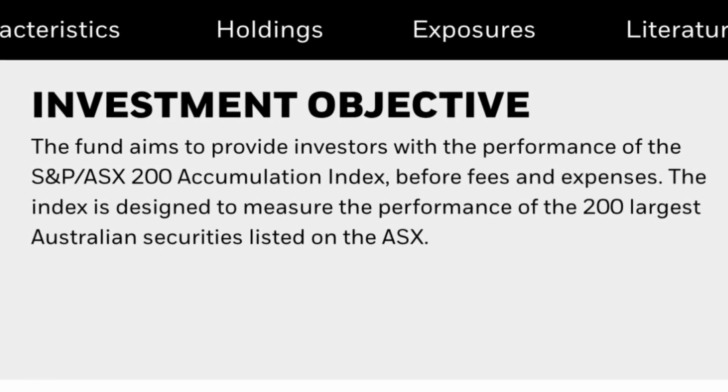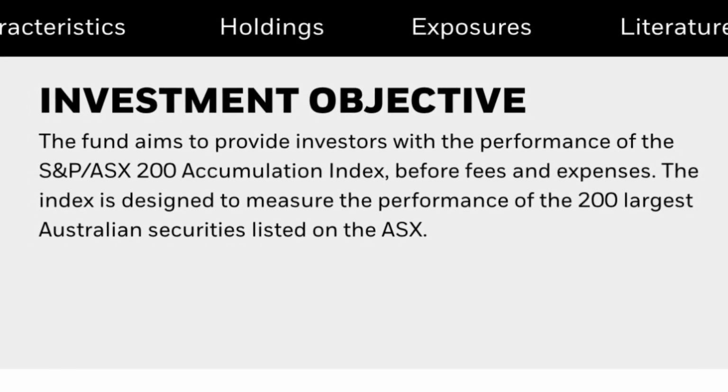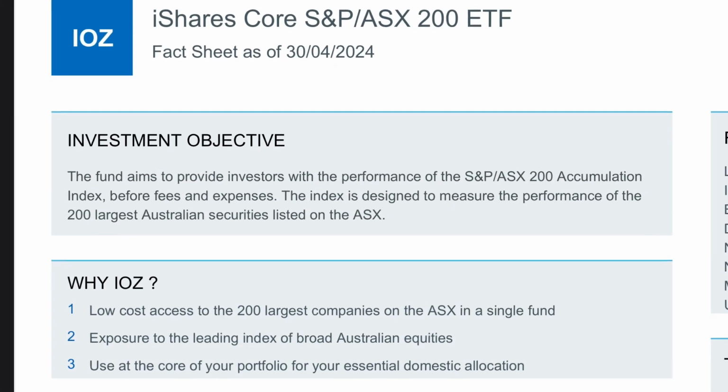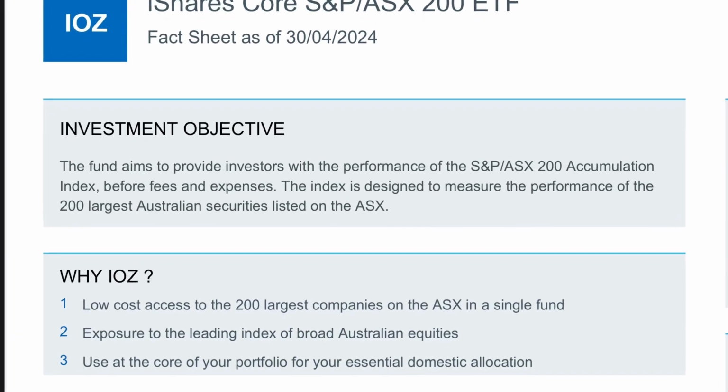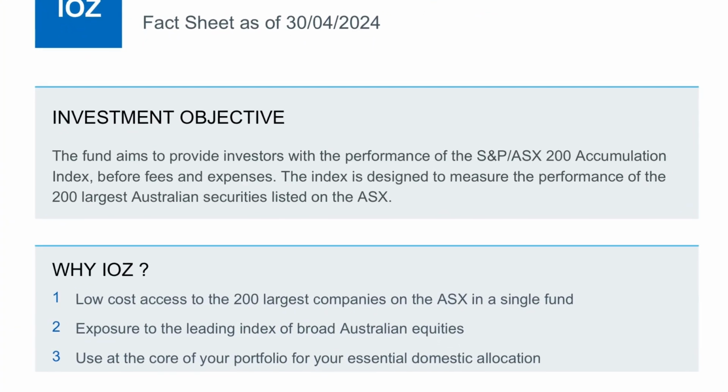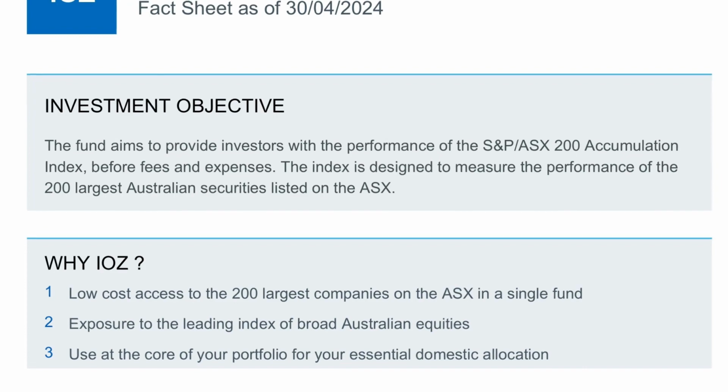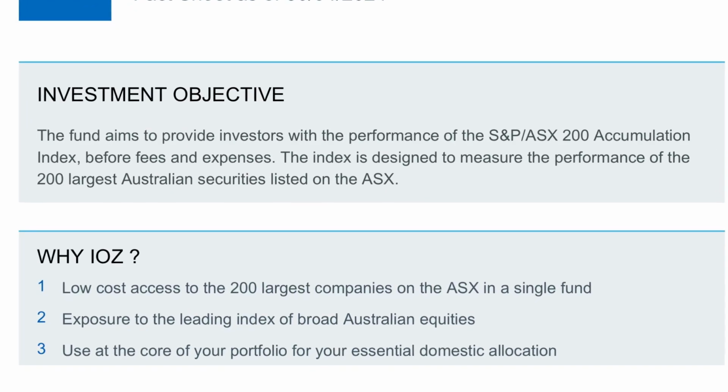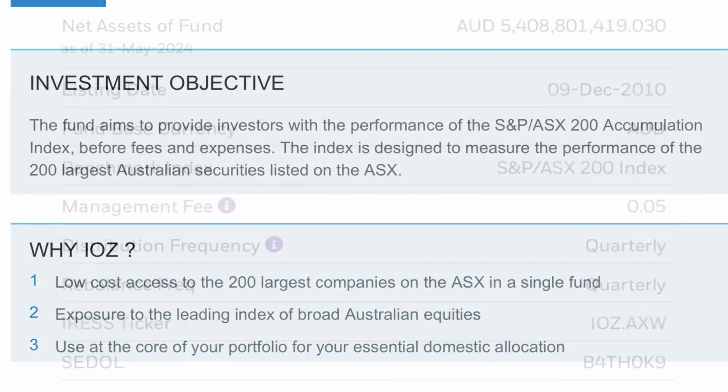IOZ tracks the S&P ASX200 index before fees, expenses and tax. IOZ provides low-cost diversified exposure to the largest 200 Australian companies and property trusts listed on the Australian stock market. It offers long-term capital growth along with dividend income and franking credits.